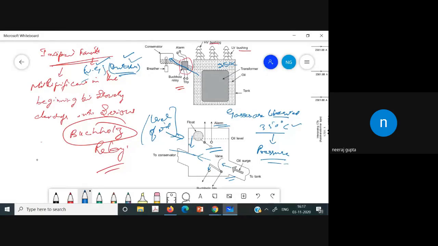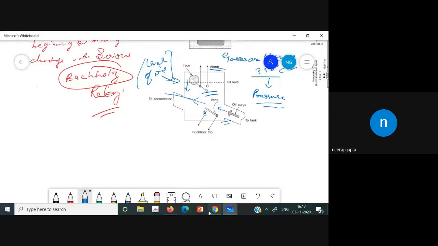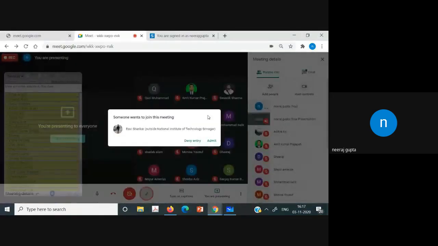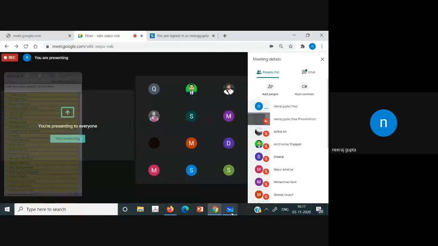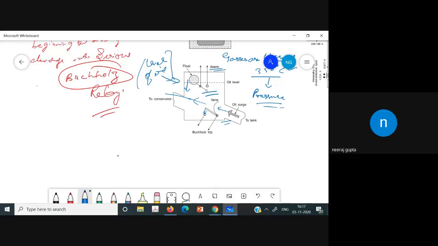Now, what is done when the gases are coming out? We have to do the analysis of these gases, because that is how we know which gas is because of which fault. So how do we know which gas is because of which fault? The analysis of the trapped gases is done.